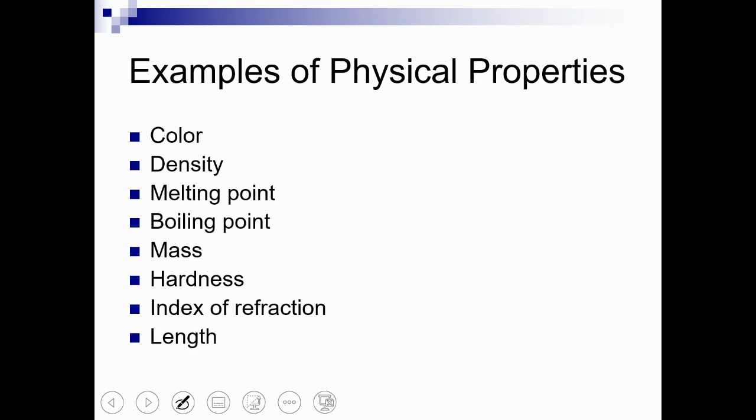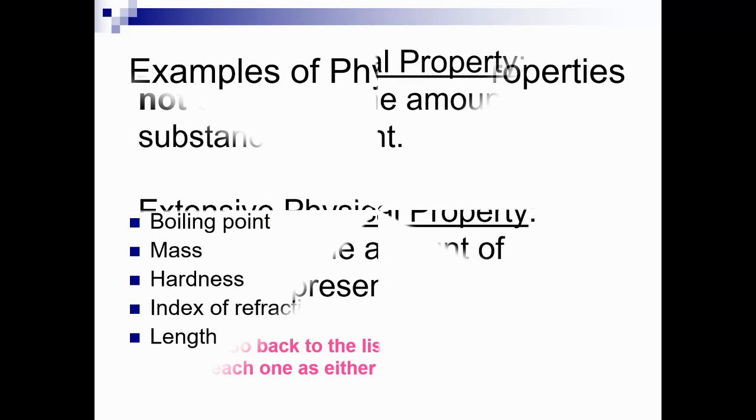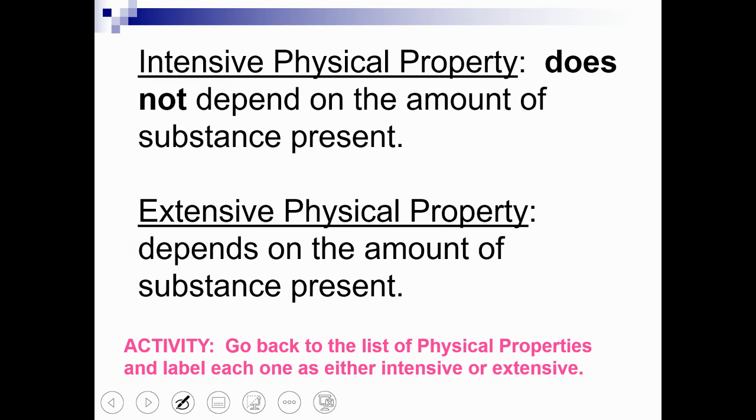Okay? It's just like you stick a thermometer in something that's boiling to get its boiling point. Same thing, if it's melting, you stick a thermometer in there and get the melting point. Okay? You can measure the length of a piece of wire without creating anything new. So these are all physical. But the question is, which among these are intensive and which ones are extensive?